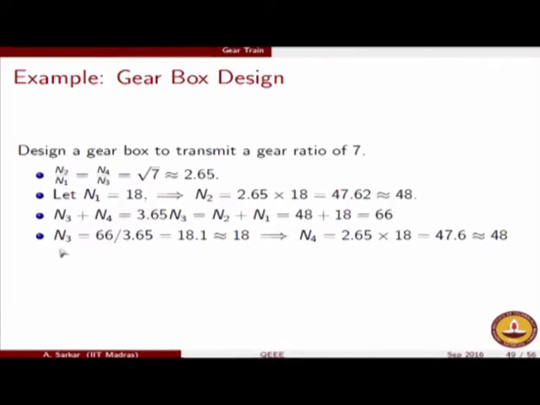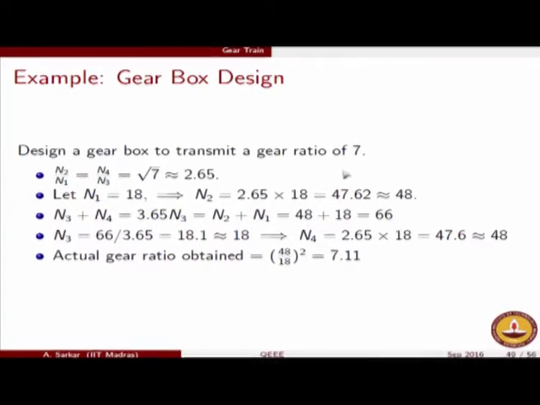to be 18. Choosing this to be 18 gives me N4 again as 2.65 into 18, which again I will make it as 48. So therefore my choices are N1 is 18, N2 is 48, N3 is also 18, and N4 is also 48. But look now, the actual gear ratio that I will obtain is therefore 48 by 18 in the first pair, 48 by 18 also in the second pair. So the total gear ratio is 48 by 18 whole square, which is coming out as 7.11.